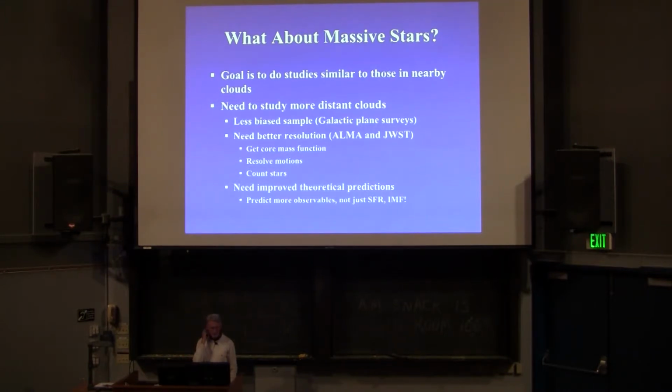We also need improved theoretical predictions, and I would encourage those of you working on this kind of problem to predict more observables. Don't be satisfied just predicting the star formation rate or the IMF. There are lots of observable properties of clouds now, and we should try to meet somewhere in the middle, before you go all the way to the IMF.